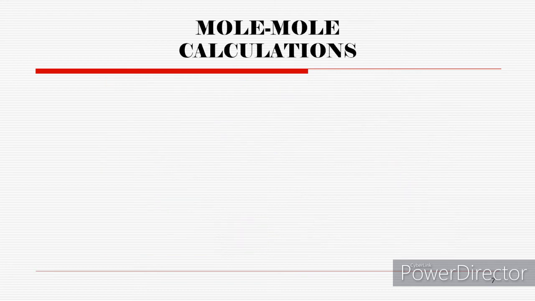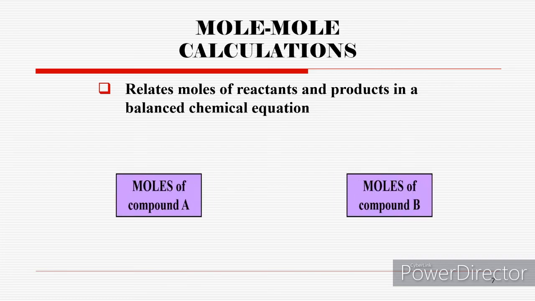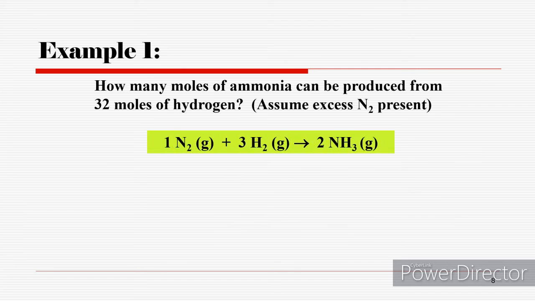Let's have an example of mole to mole calculations. It relates moles of reactants and products in a balanced chemical reaction or equation. How many moles of ammonia can be produced from 32 moles of hydrogen? Assume that nitrogen is in excess.